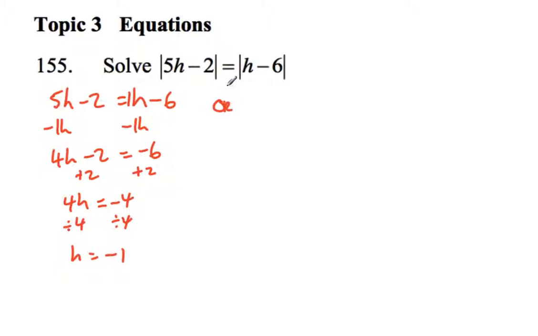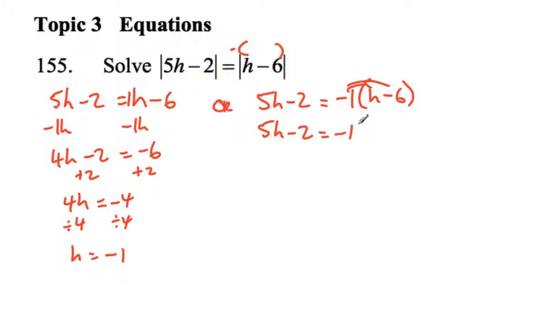Now in our second version we'll keep this the same, so we'll have 5h minus 2 equals, and we'll have a minus in front of that whole section. So we'll probably be best to put a minus 1 in front of h minus 6. Multiplying something by minus 1 really turns it into the opposite of what it was. So let's process that and get a solution for that as well. Minus 1 times h, minus 1 times minus 6 is plus 6.